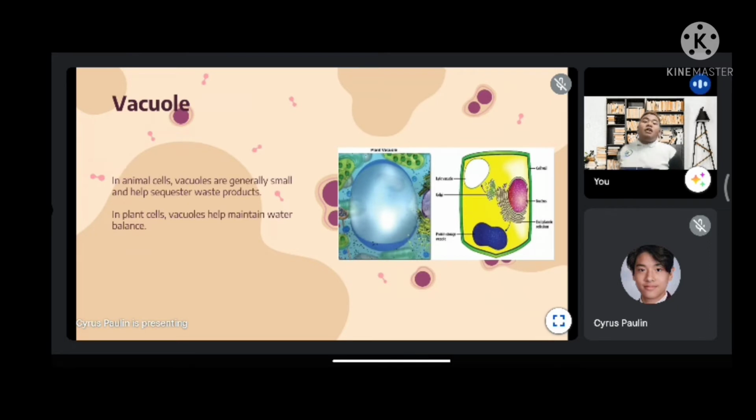Next, we have the vacuole. In animal cells, vacuoles are generally small and help sequester waste products. However, in the plant cell, vacuoles help maintain water balance. Thus, it has a bigger vacuole. The plant vacuole is bigger than the animal vacuole because it needs to hold water that is so important in the plant.